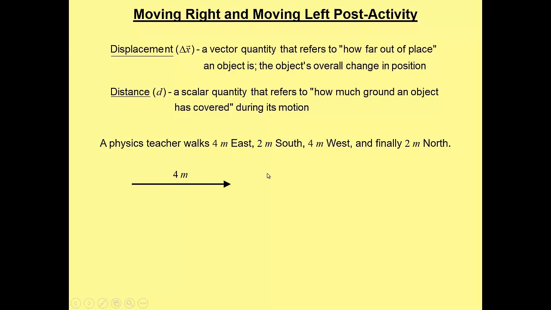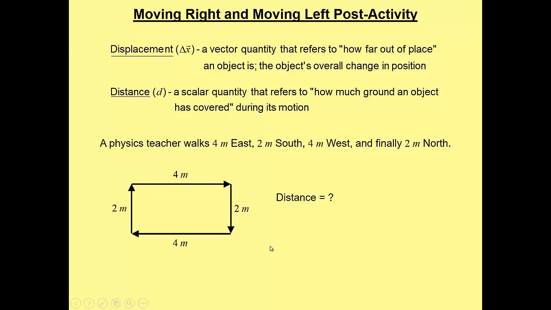And then if we walk 2 meters south, right, we'd go 2 meters down, 4 meters west, 4 meters to the left, and then 2 meters north. Pretty okay with that? Right, that this diagram represents that sentence. We're going to do a lot more of that in another unit, okay? But in this unit, this is about as complex as things get. Well, let's compare distance and displacement.